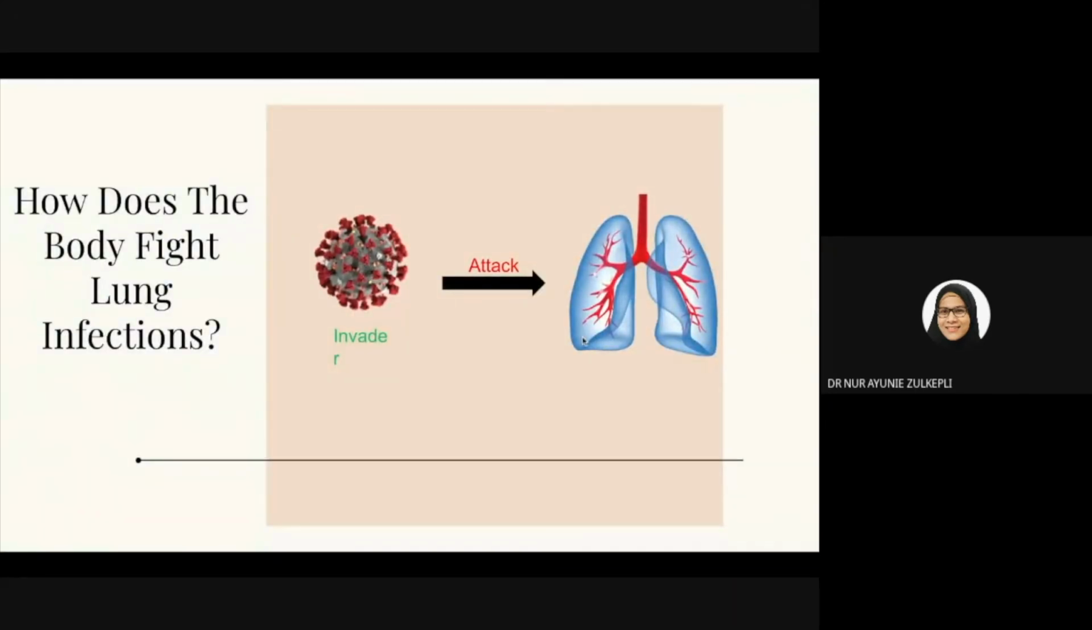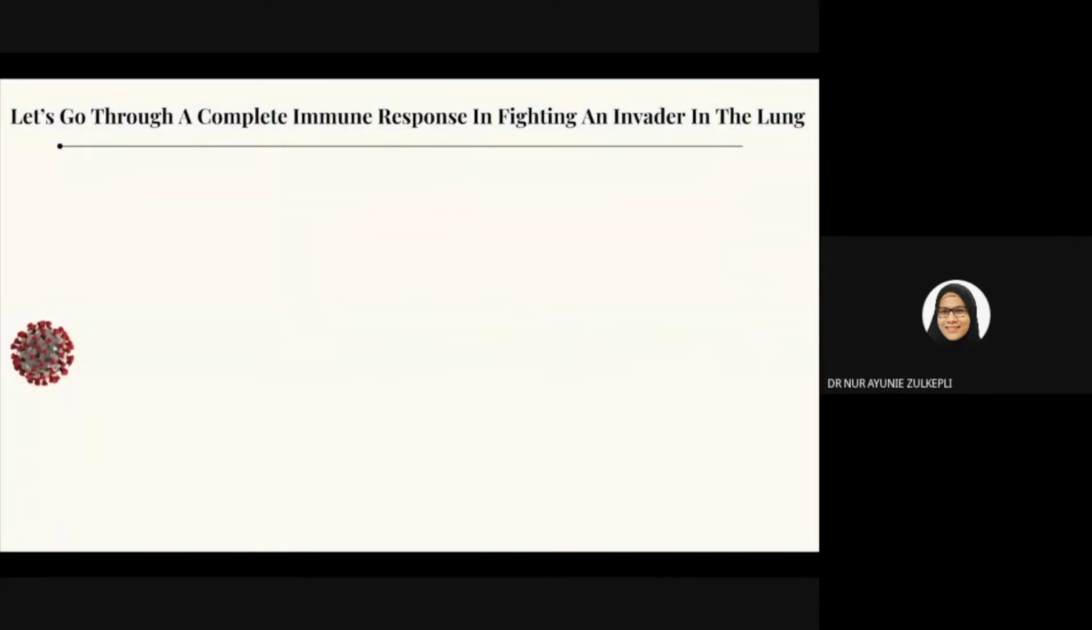Okay, so I give an example here. How does the body fight lung infection? As I said, our body is exposed to many types of pathogens, and one of them is viruses, the invader. So what happens when one invader attacks our pulmonary system? Okay, so this is the culprit here.